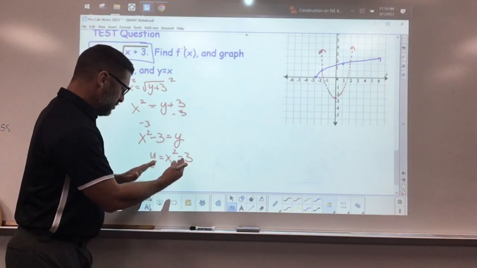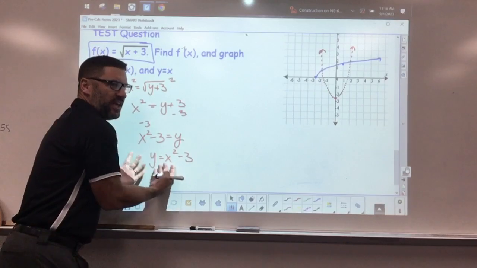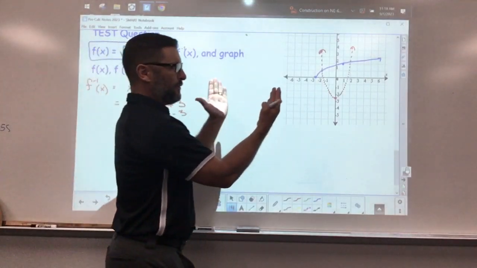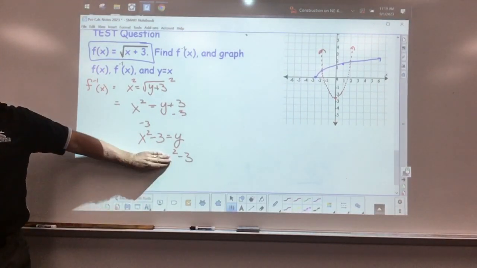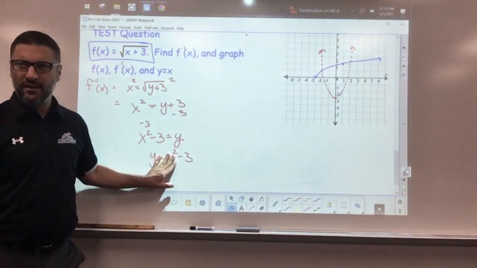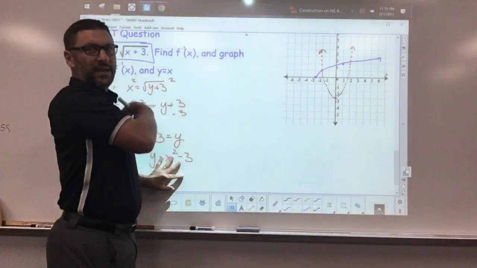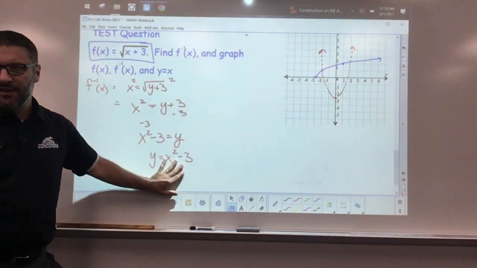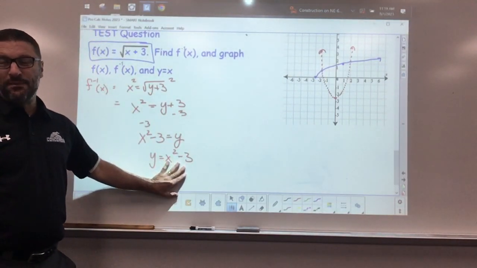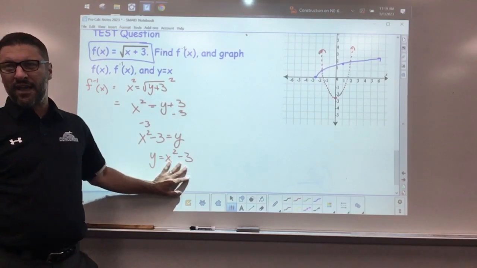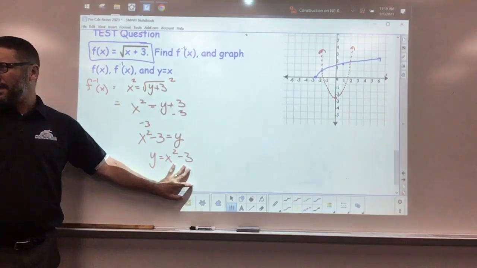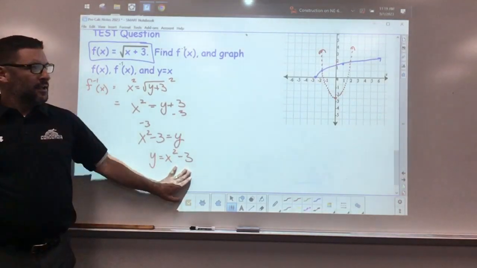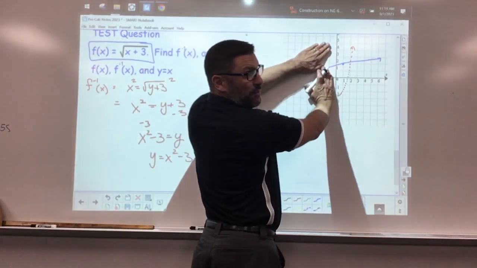Maybe if I was able to say something about this in terms of a domain restriction, maybe I could still make it work out. Max, what do you think? Make the inverse a piecewise function. Oh my gosh, you're on the right track. How about we just get rid of part of the inverse? Swan, what do you think? Yeah, what would happen if I got rid of that branch?